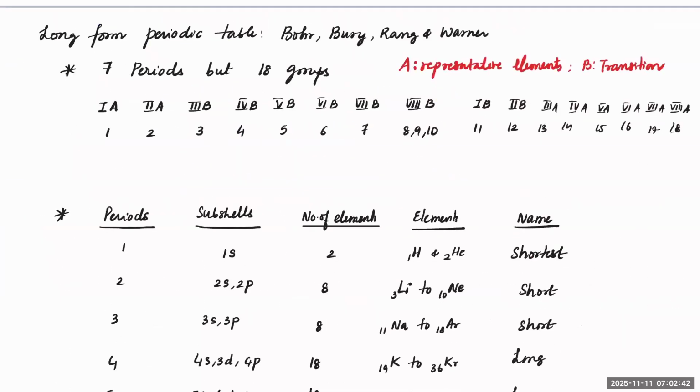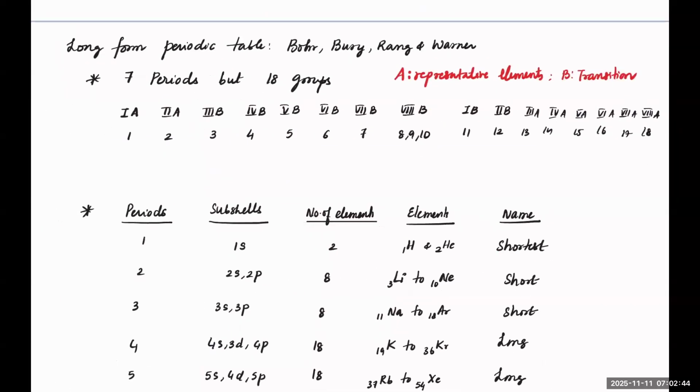Clear? Now, notice this long form periodic table, which is using the concept of Moseley's. It was completely given out by Bohr, Bury, Rang, and Werner. Clear? So seven periods, but 18 groups in total.